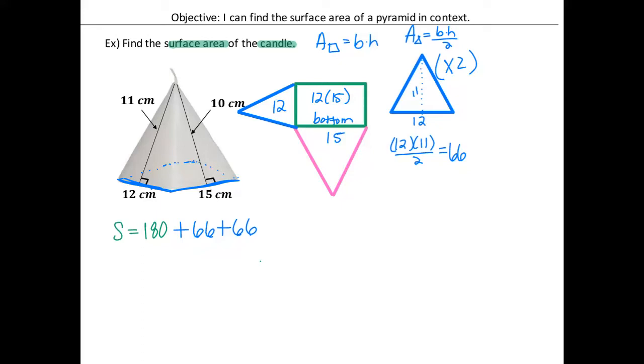Okay. Then I have the pink triangle. If I look at the pink triangle, it's a different size than the blue one. So looking at the pink one, my dimensions here are going to be this triangle right here, the 15, with the height of what? 10. This height is 10 right here. And I'm going to have two of those triangles as well, because I have the front of the candle and the back of the candle. So I'm going to do 15 times 10, and I'm going to divide that by 2.